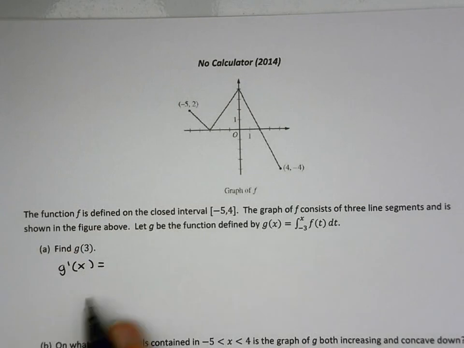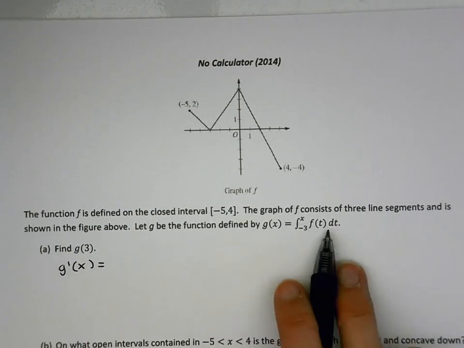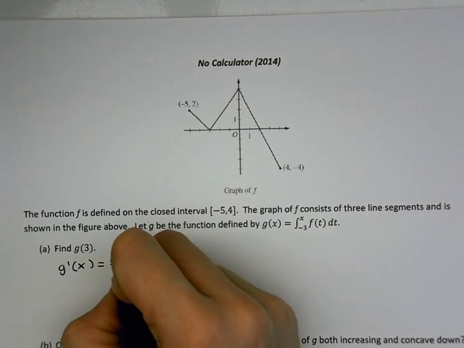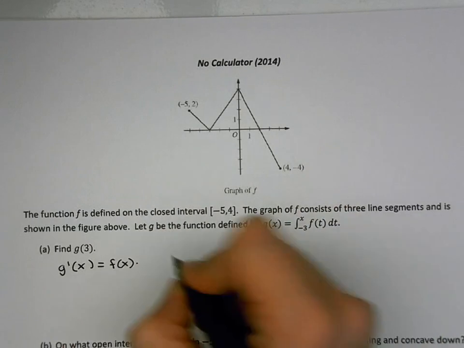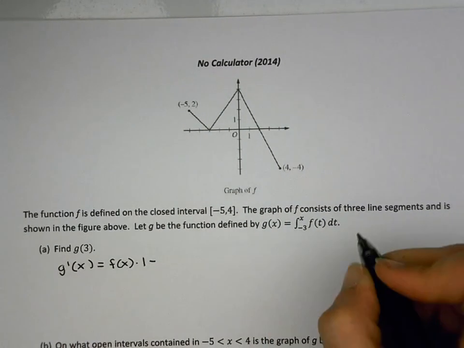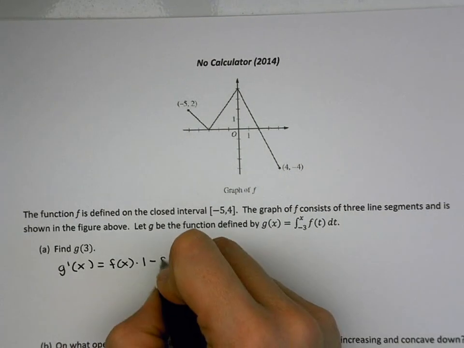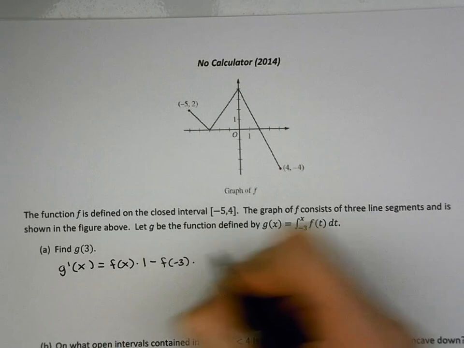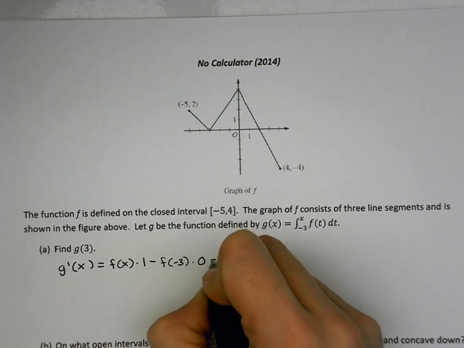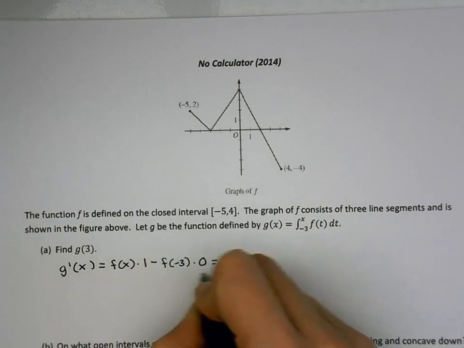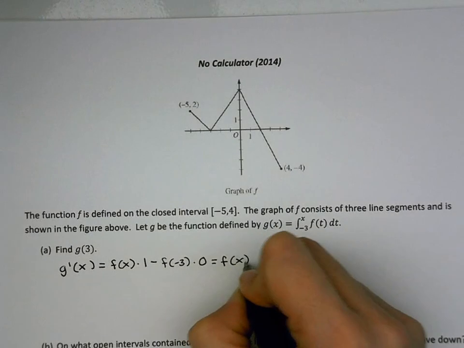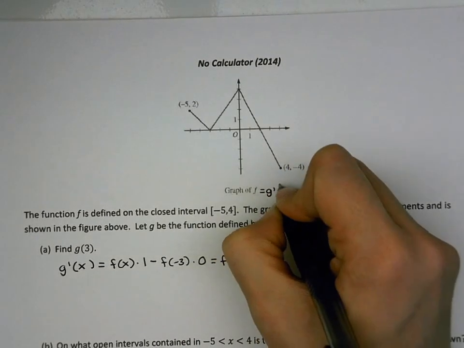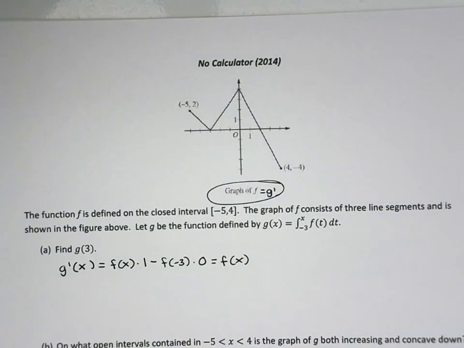Take the derivative. So plugging in the upper, we have f of x times the derivative of the upper, which is 1, minus plugging in the lower, f of -3 times the derivative of the lower, which is 0. And so g prime of x, if I simplify this, equals f of x. And so I am looking at g prime. Okay? Part A says find g of 3.